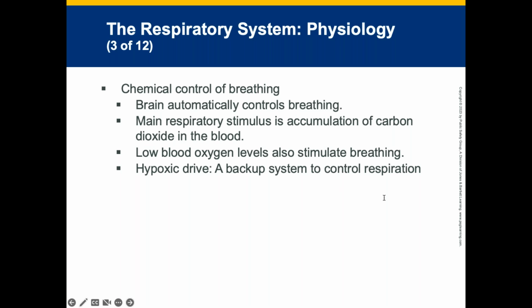So a decrease in the pH of the arterial blood that is caused by an elevation in the PaCO2 is called primary respiratory acidosis. An increase in the pH of blood that is caused by excessive exhalation of CO2 is called primary respiratory alkalosis. Changes in the PaCO2 may occur in response to primary metabolic problems. These are called compensatory changes, right? The body also has a backup system to control respiration, and that's called a hypoxic drive.